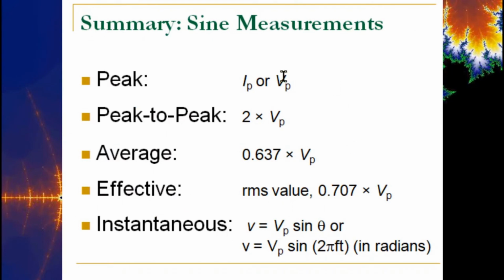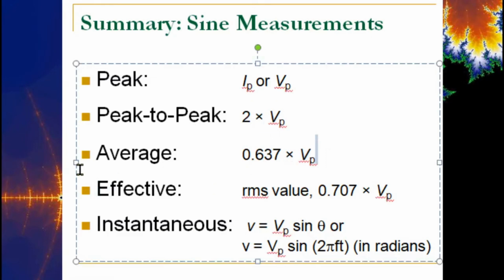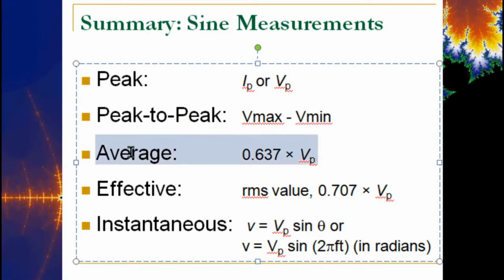So essentially, these are the terms that we want to walk away with from here, okay? Except for this one. Don't worry about that. But everything else, right? And here it is. I thought I pulled this out. Vmax minus Vmin, okay? Peak is I peak or V peak, could be either one. Peak to peak, it could also be I max minus I min. Okay, don't worry about the average for our class, but 0.707 times the peak, whether you're talking about current or whether you're talking about voltage, okay?